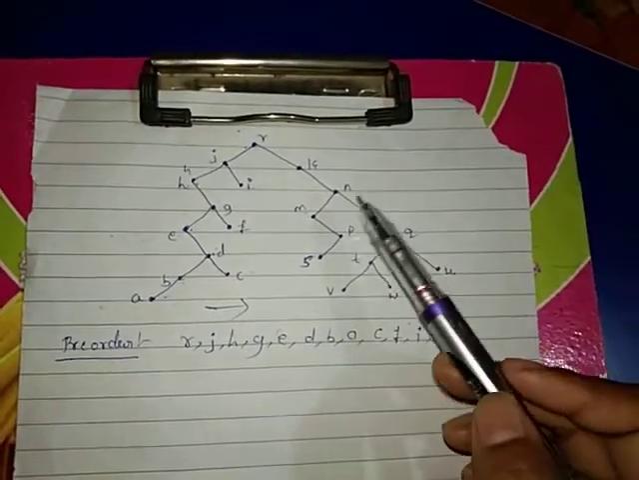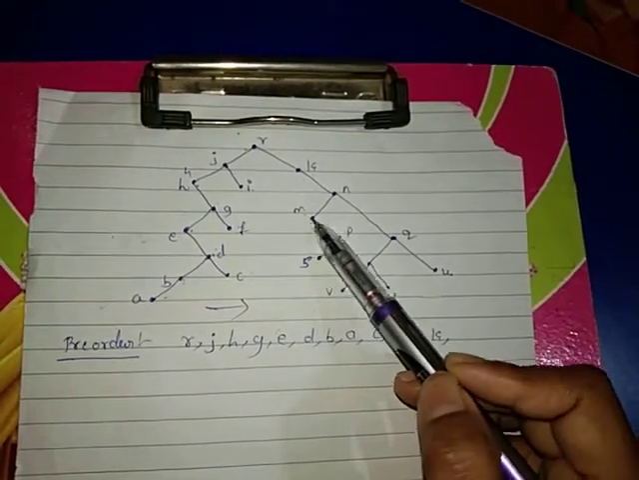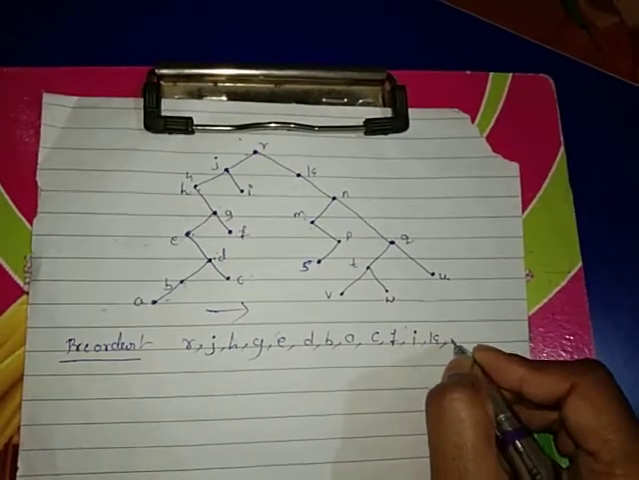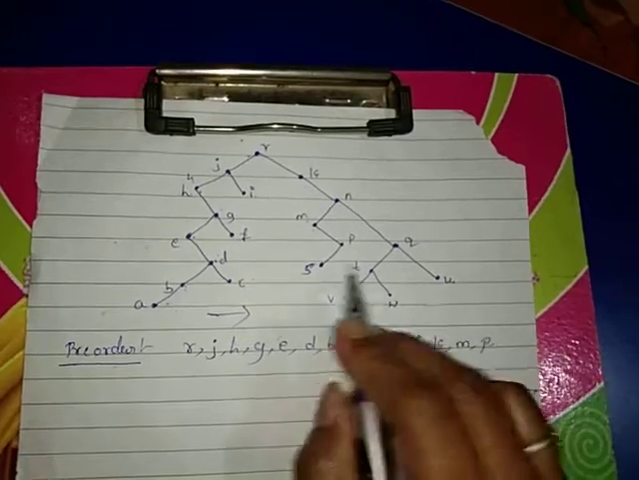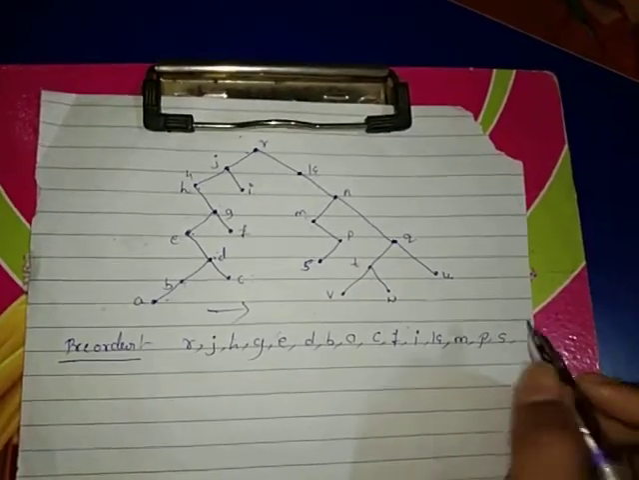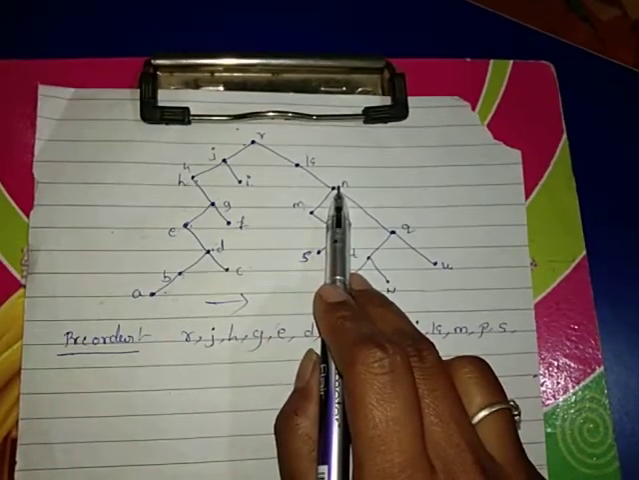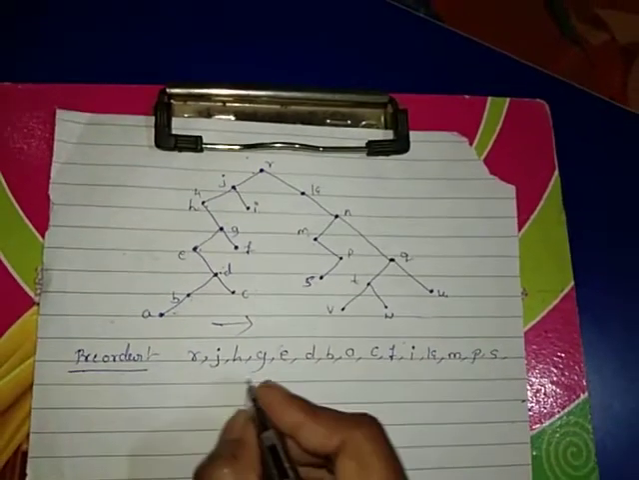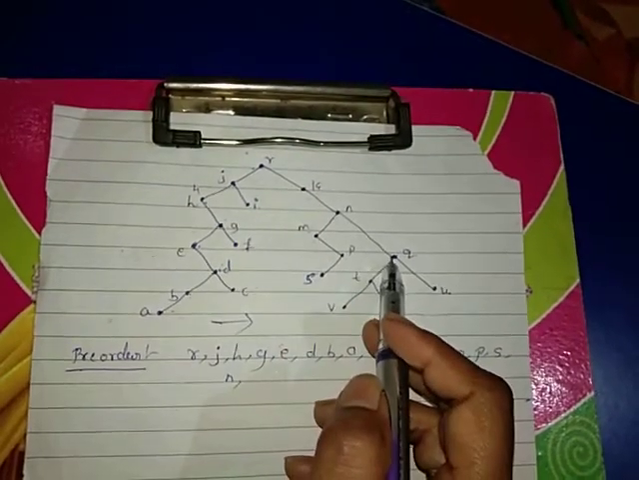So for K, we have to move from left to right. From the left side first we have M. Next we have P. Next we have S. Next, left to right, that is N. And then Q.